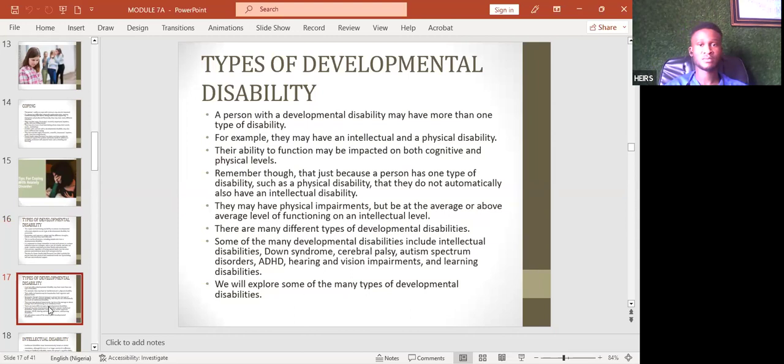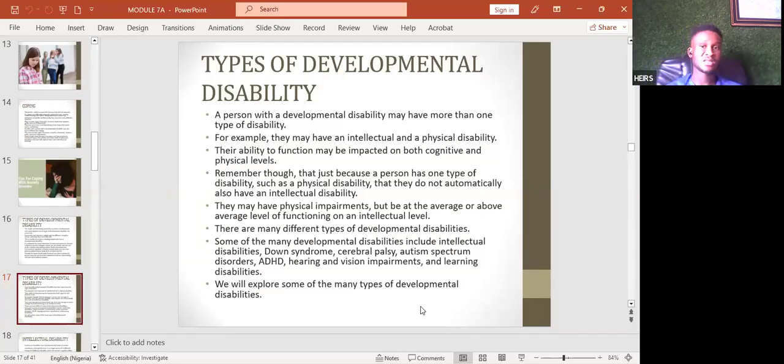Their ability to function may be impacted on both cognitive and physical needs or physical levels. Remember, though, that just because a person has one type of disability, such as a physical disability, that they do not automatically also have an intellectual disability.